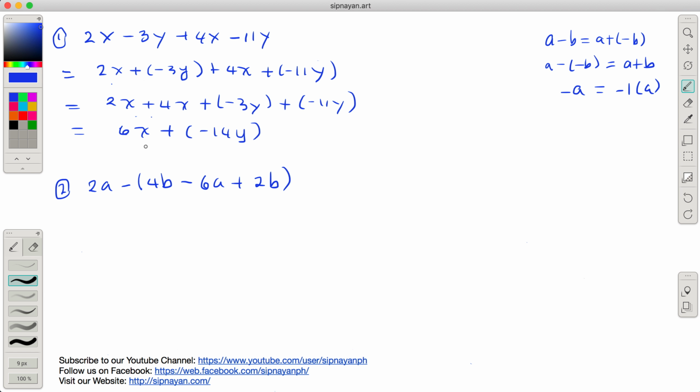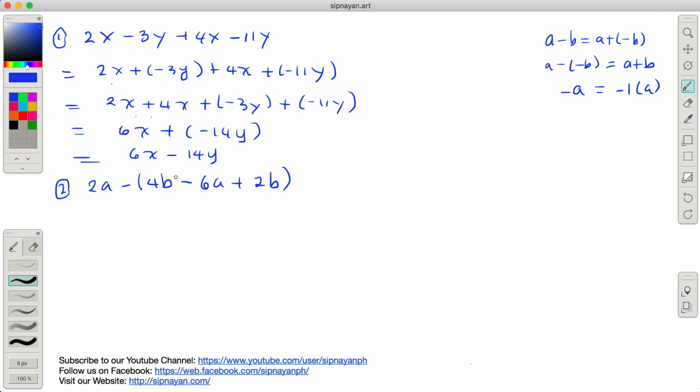So, pag last na magiging sagot nyo na, pwede nyo siyang ibalik sa minus. Para isa na lang yung operation. Isa rin naman ang operation, but I mean, isa lang yung symbol. So, magiging 6x minus 14y.